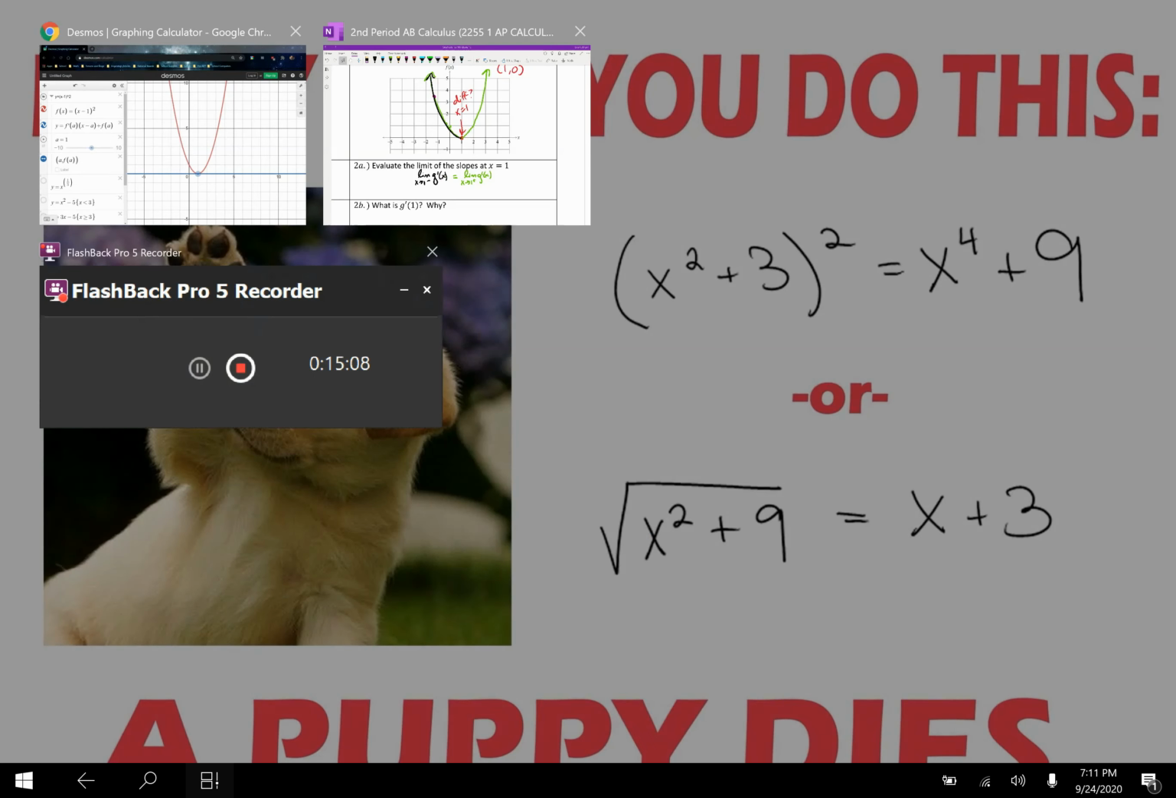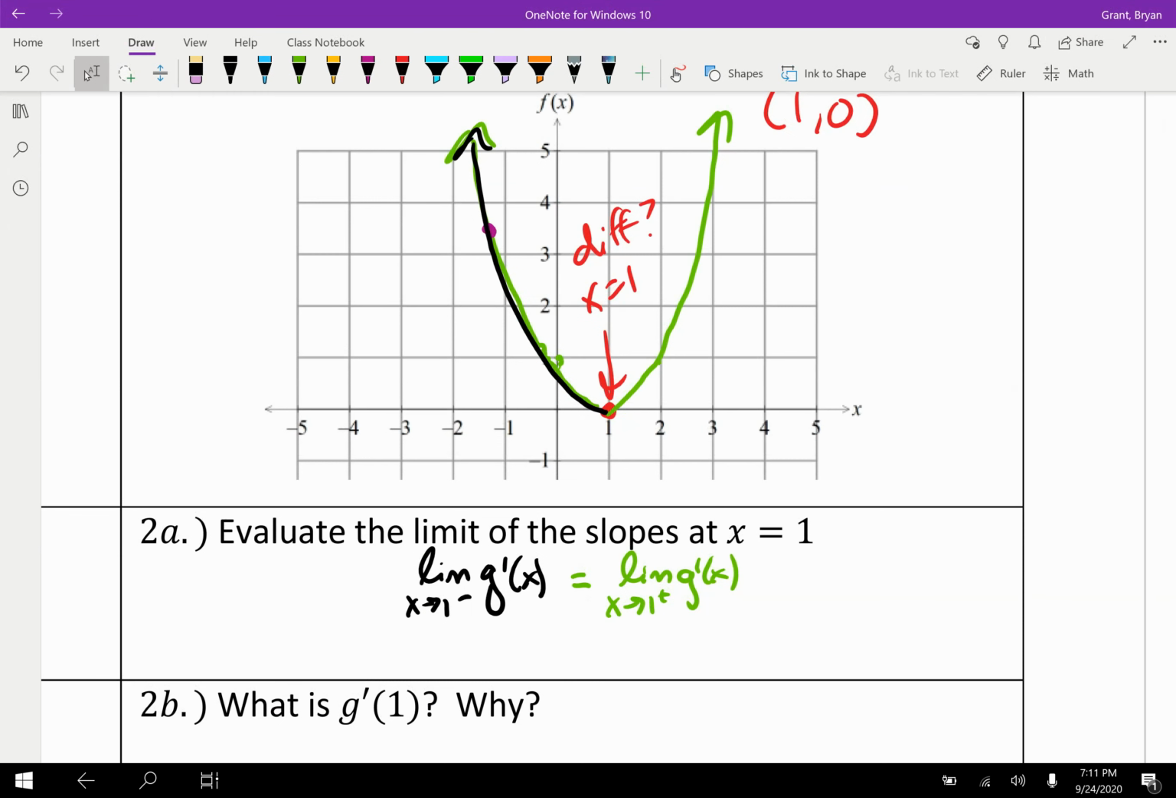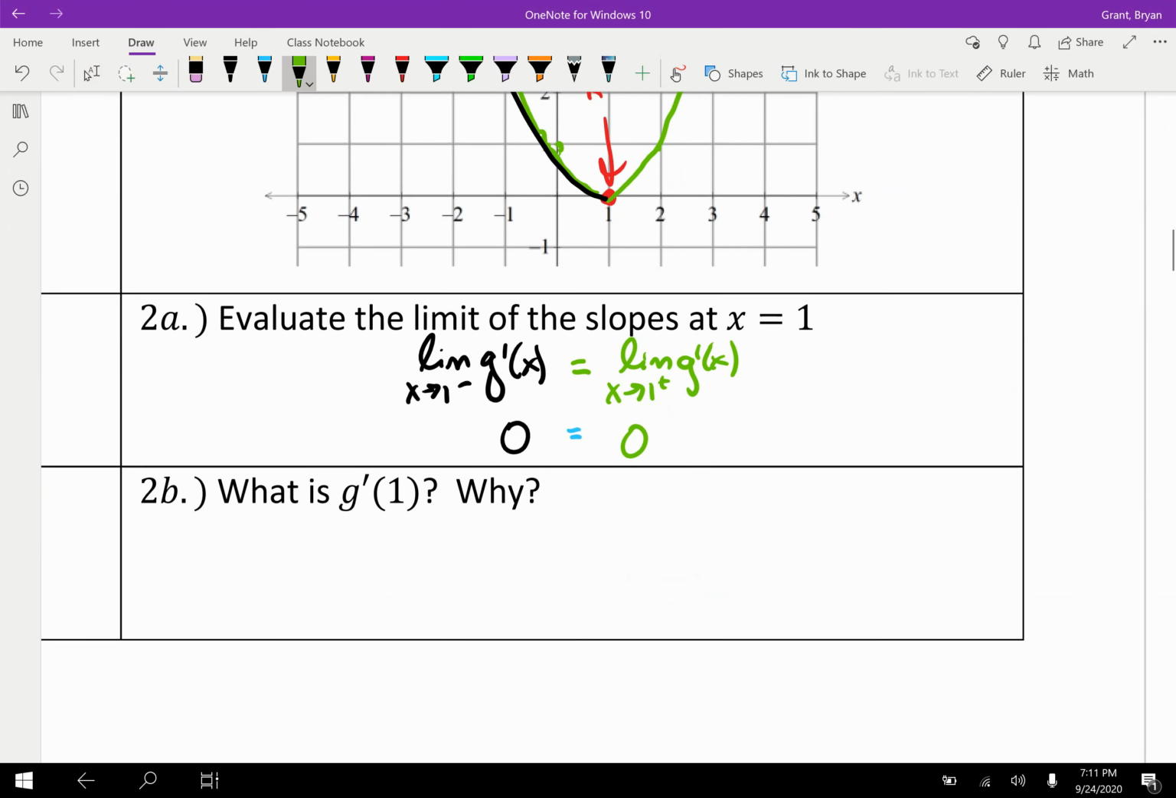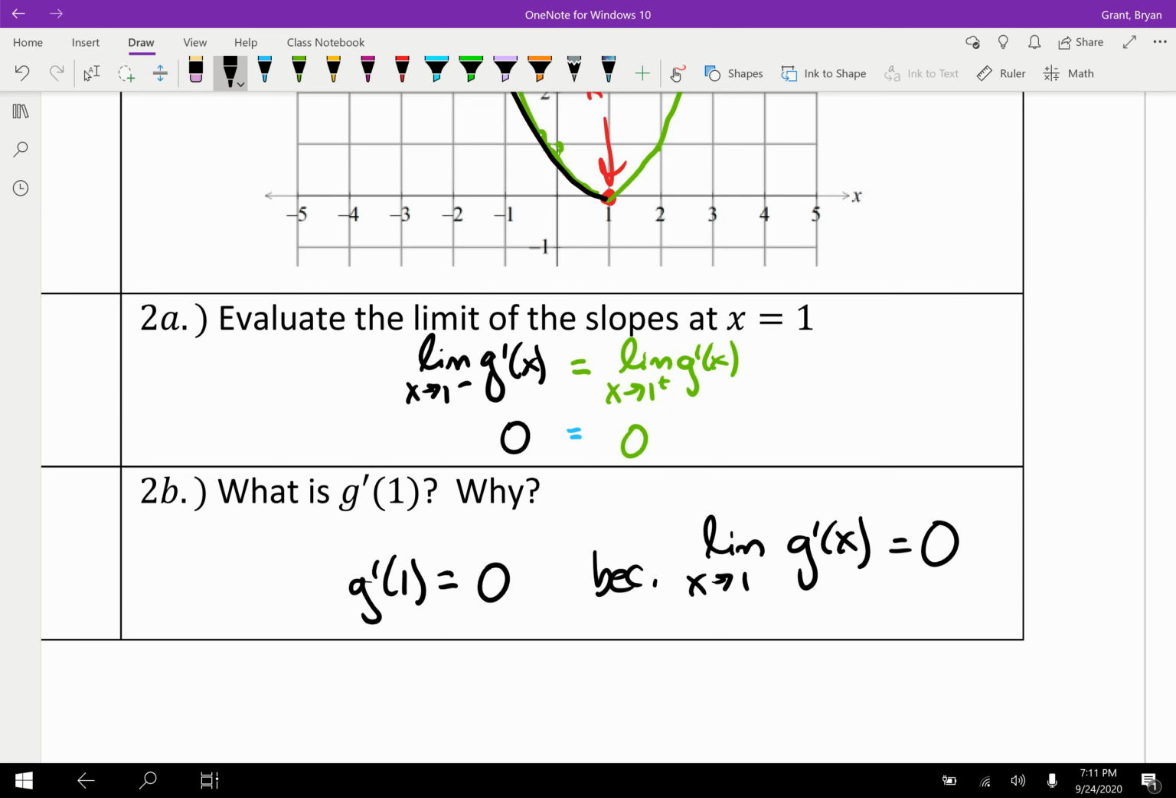So I argue that in this case of the parabola, the slopes approach 0 from both sides. They start very negative on the left, but eventually end up getting to 0. And on the right, they start very positive, but eventually end up getting to 0. And so what we're going to say here is that g prime of 1 equals that limit that we found over there. It equals 0 because the limit as x approaches 1 of the slopes of the graph equaled 0.